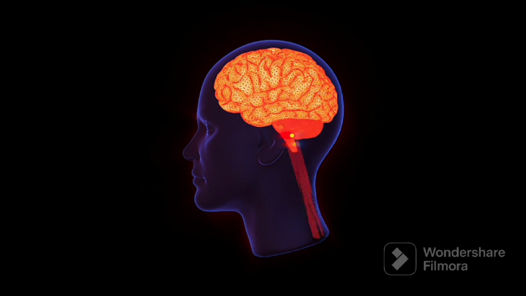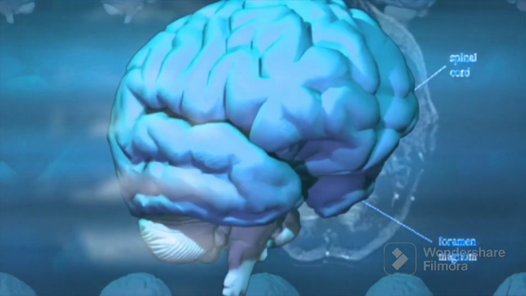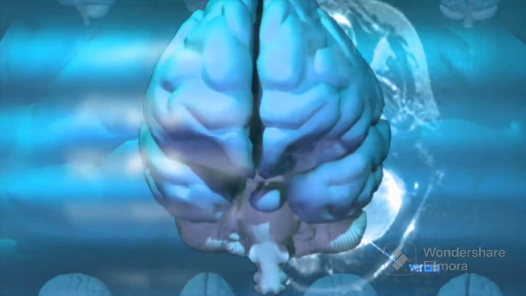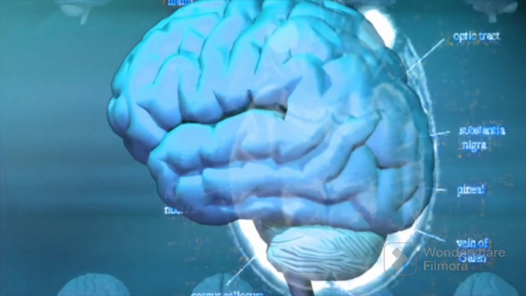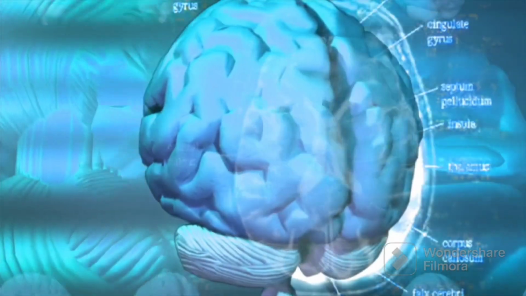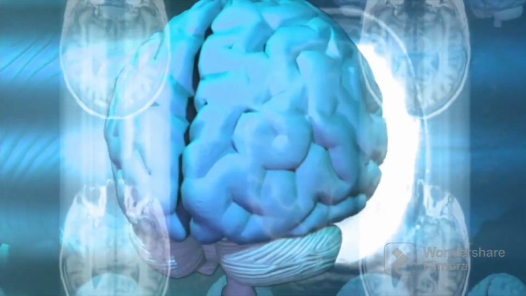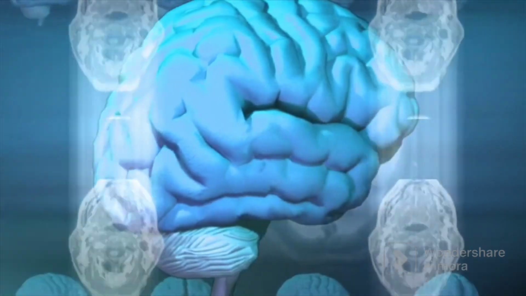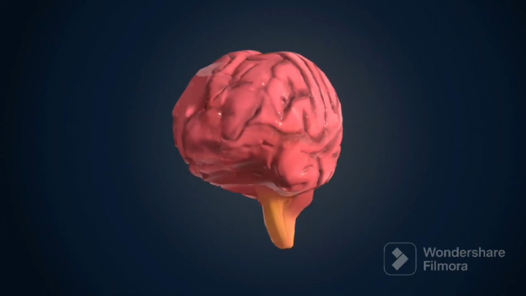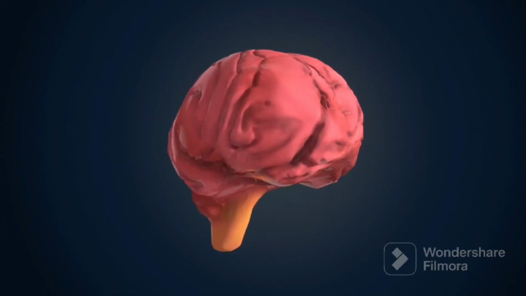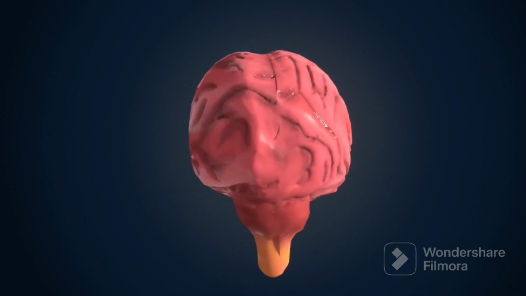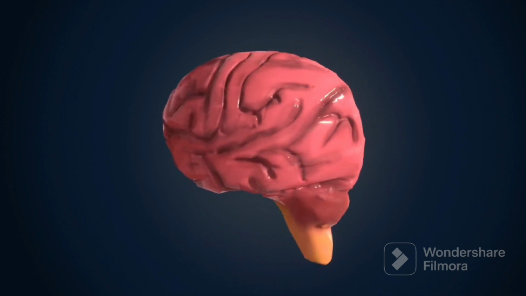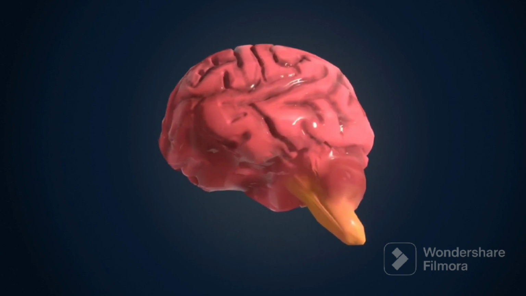Basal ganglia. These structures are involved in the control of voluntary motor movements, as well as in various cognitive functions. They play a role in conditions like Parkinson's disease. Ventricles. The brain contains a system of fluid-filled cavities called ventricles, which produce and circulate cerebrospinal fluid to protect and nourish the brain.